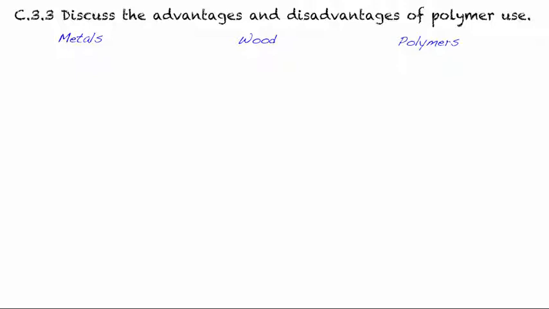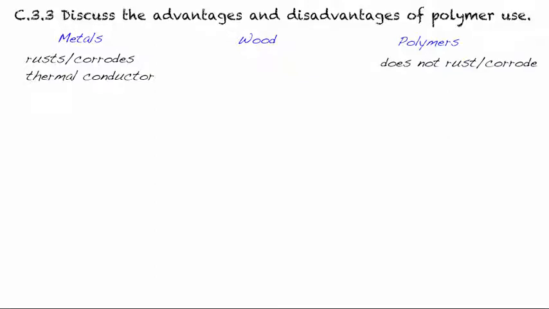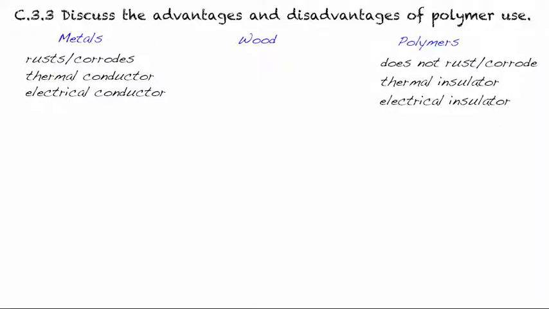So we'll look at a comparison with metals. Now metals can corrode and rust, whereas polymers won't. Metals are good thermal conductors, while polymers are thermal insulators. So depending on the situation, that could be a positive or negative for polymers. Same thing here, electrical conductor for metals, but an insulator for polymers, depending on the situation, a good or bad thing. The metals, of course, are heavier, so the polymers have a low density advantage.